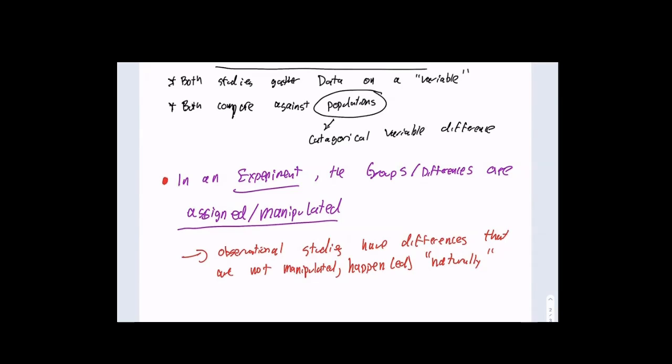So for example, if I wanted to compare the differences between males and females, okay, ethically speaking, a lot of this is ethical. Am I going to be doing an observational study or an experiment? Observational. Observational. Why?